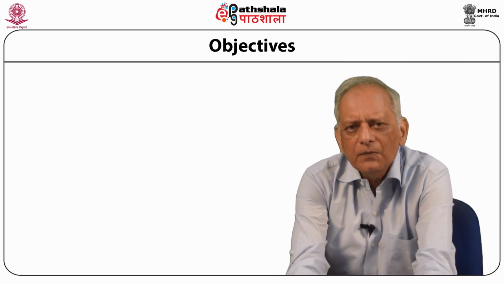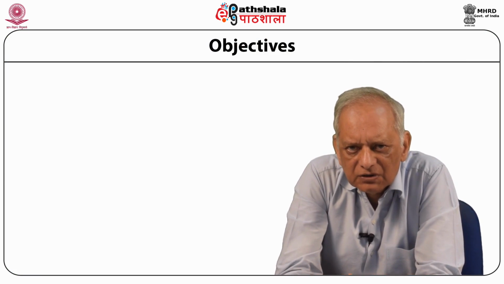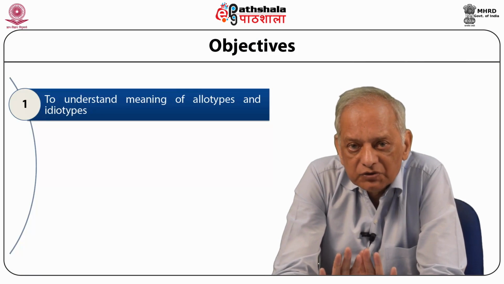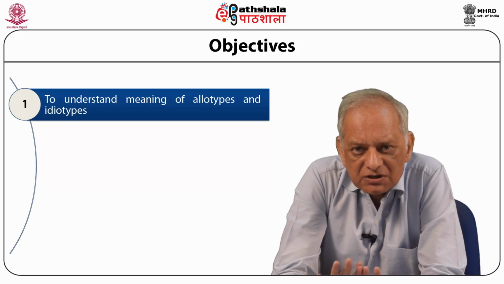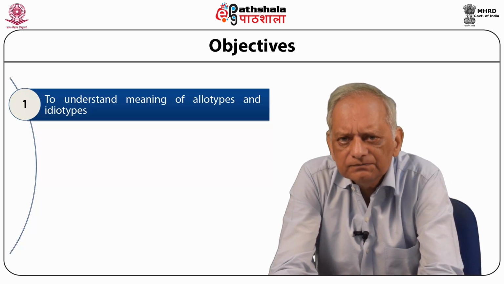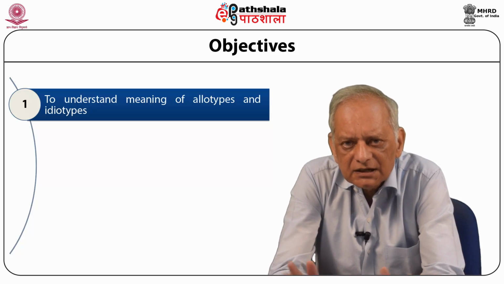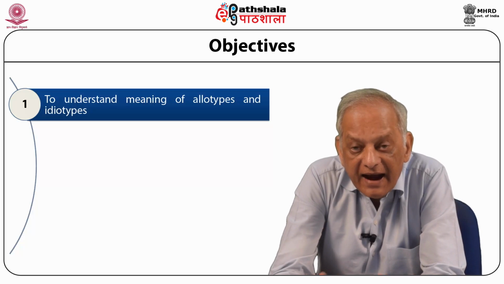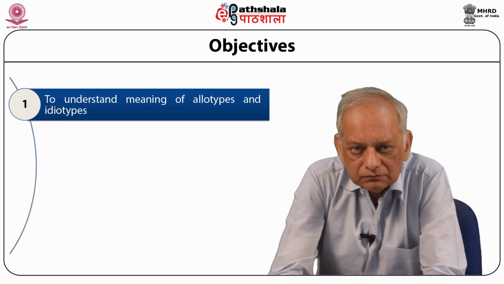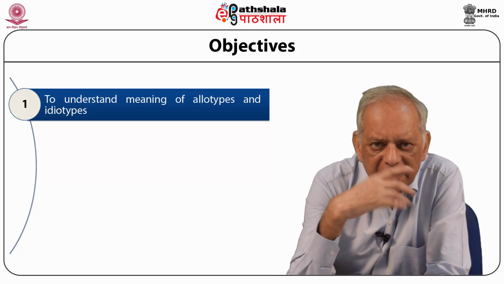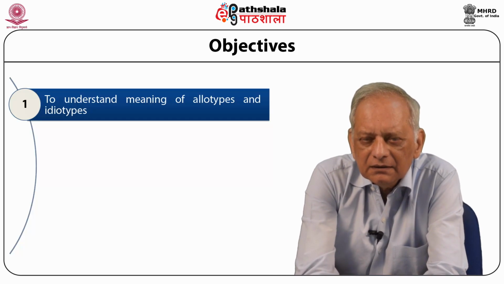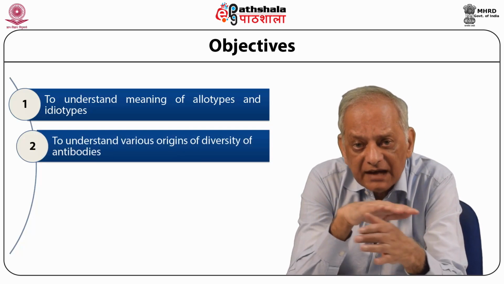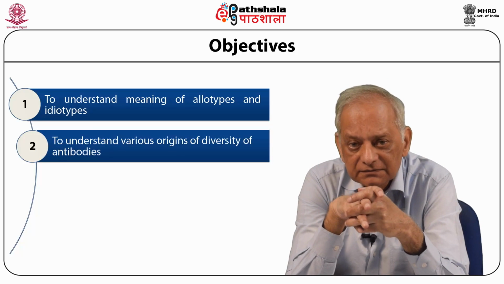So the objectives of today's module are to understand the meaning of two terms which are used in immunology fairly widely. These terms are allotypes and idiotypes. We also will try to understand how in various ways this diversity of antibodies is created.